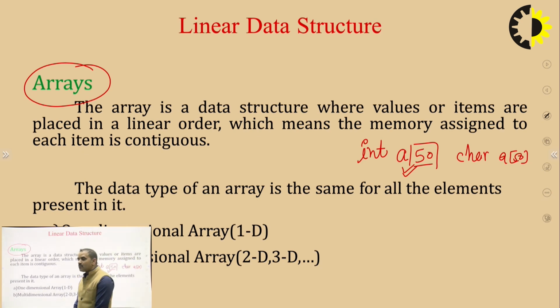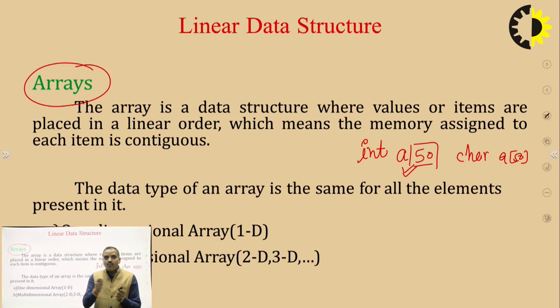If we want to store 100 values of integer type, or 100 values of character type, or 100 values of float type, then we have to create int A[50], char A[50], or float A[100], etc. So the array is a data structure where values or items are placed in a linear order, which means the memory assigned to each item is contiguous. Contiguous means the places are divided internally but not separated.